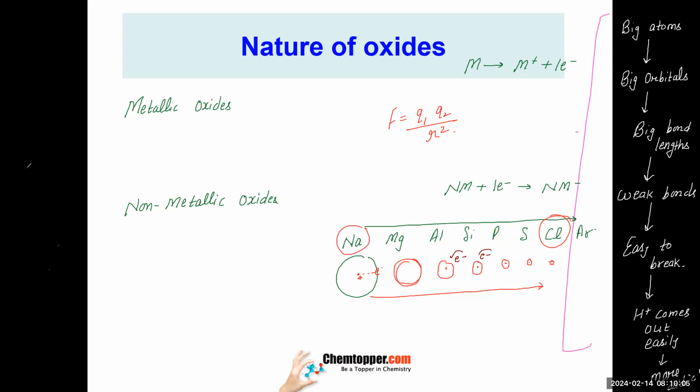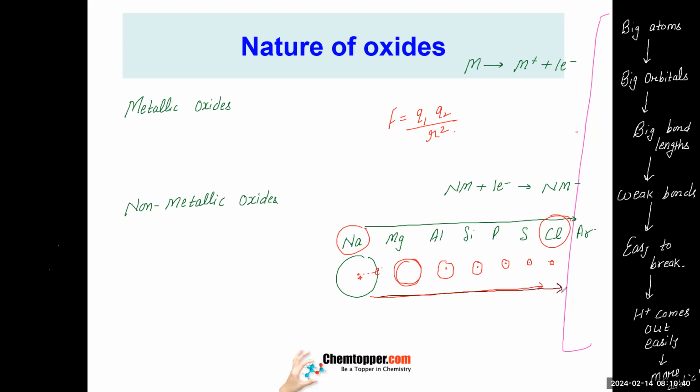Okay, now answer this question. All of you please answer this first. Metals, they lose electrons or gain electrons? All of you please. Okay, as you move across the period, what happens to the tendency of losing electrons? As you move across the period, what happens to the tendency of losing electron? Decreases. Yes, very good.